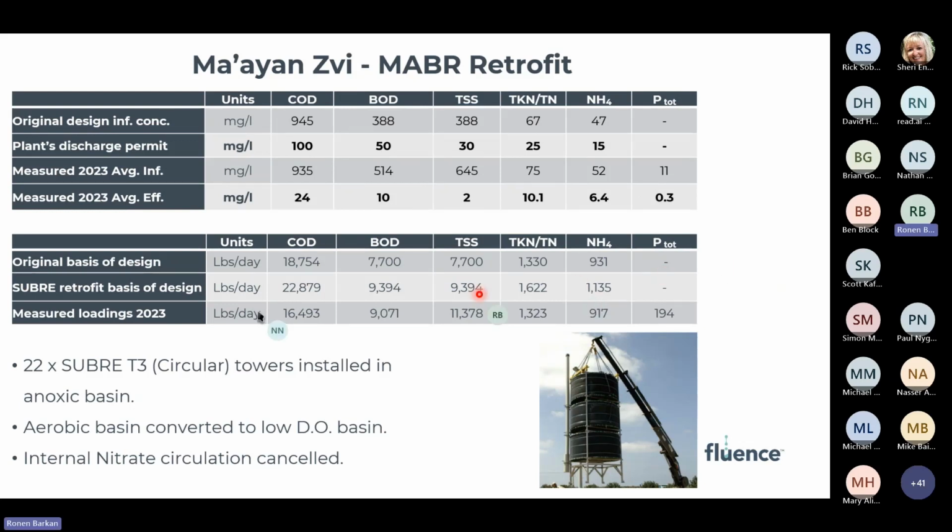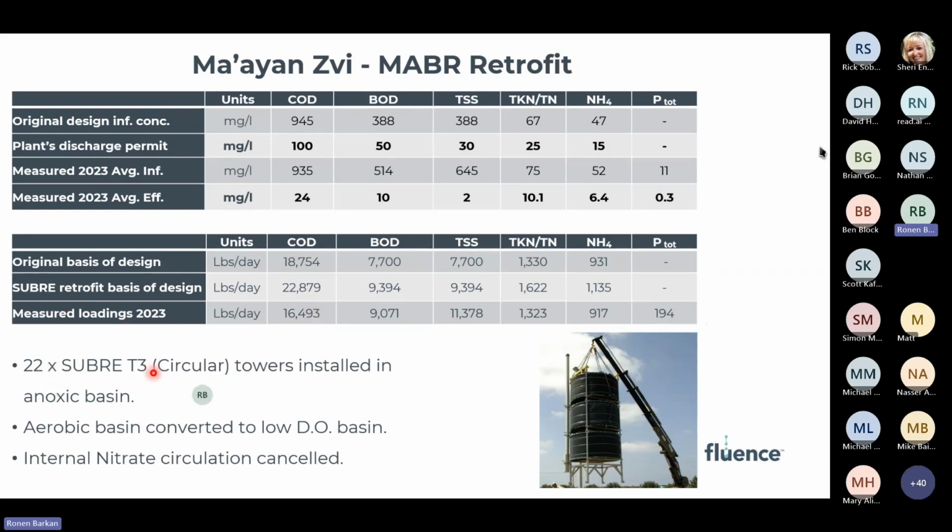Just to explain something real quick, if that's okay, Neri, the values that you're seeing here are pounds per day that are going to be removed, right? The original basis of design assumed a pounds per day removal of these values. We came in with the SUBRE and said, look, with the SUBRE, the same infrastructure will now be able to remove this many pounds per day. In reality, this is how much we're removing, and this is the effluent quality we're meeting, meaning we can definitely remove more pounds per day with the same given infrastructure.